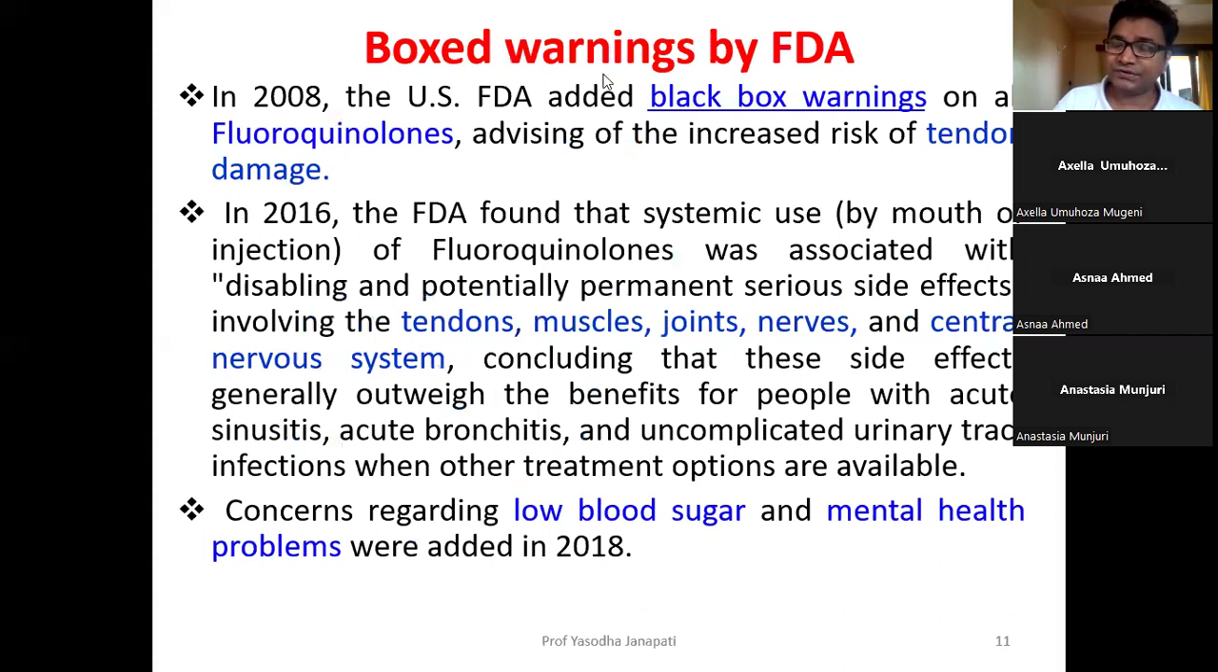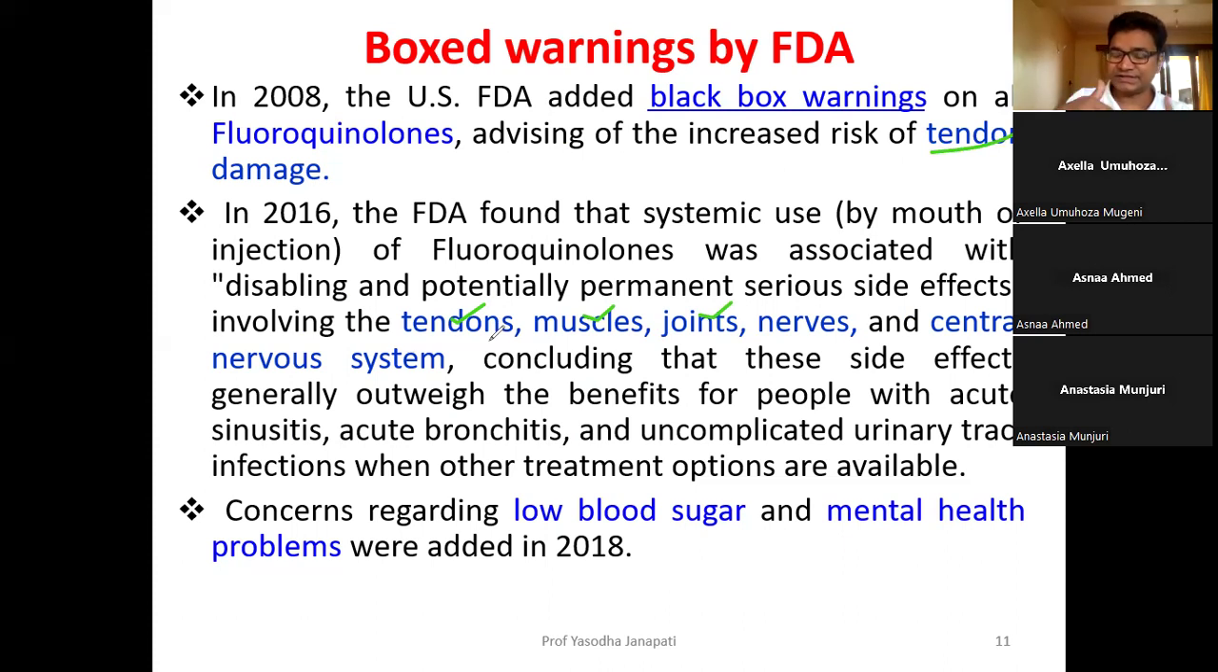Even after being useful, we discussed safety and all those, some new warnings came for these drugs. Most of them they found after 10-20 years. In 2008, the US FDA added a black box warning. So everyone who is manufacturing this needs to place it on the label, on the box. It's a warning like this: tendon damage. So muscles will get damaged by using this. And again in 2016, they gave a warning: disabling and potentially permanent serious side effects involving tendons, muscles, joints. First, they gave only tendons. Now, further, they have given more.